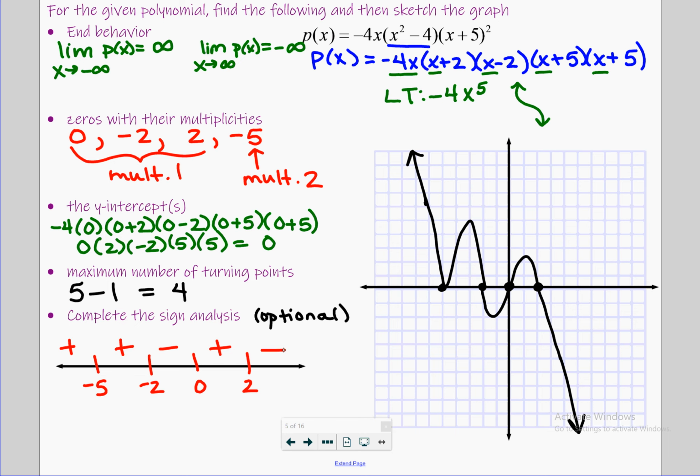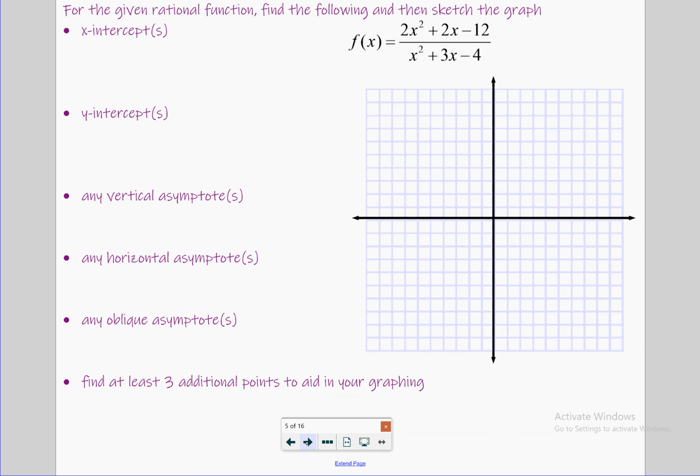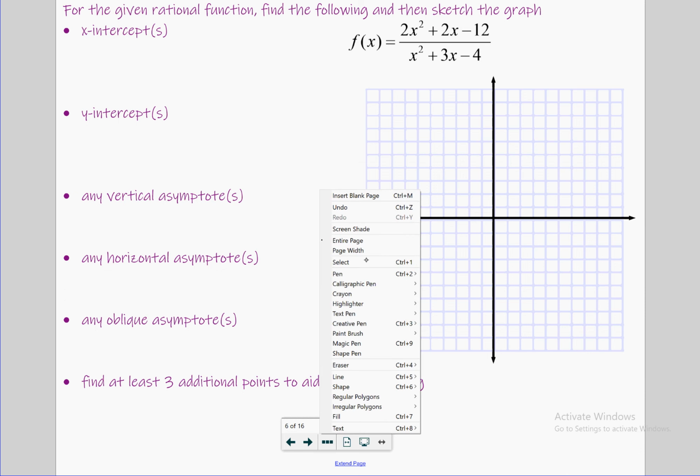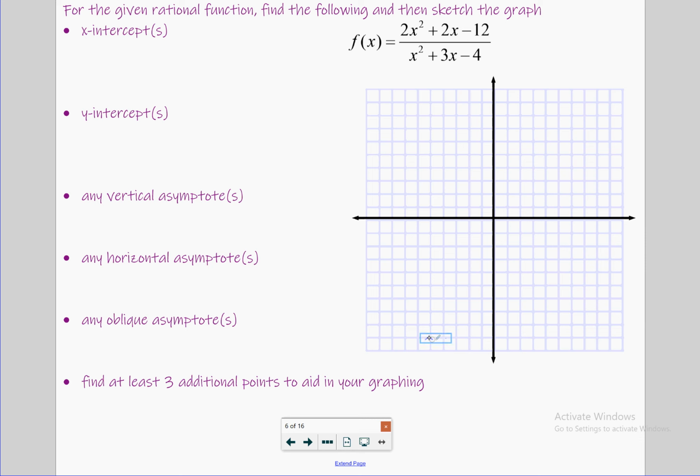All right, one more graph. It is a rational function. Okay, so it doesn't say this to start, but what's the first thing we always look for? We factor it. Okay, let's do that. The numerator, can I factor that at all? Take out a 2. We'll start with that.